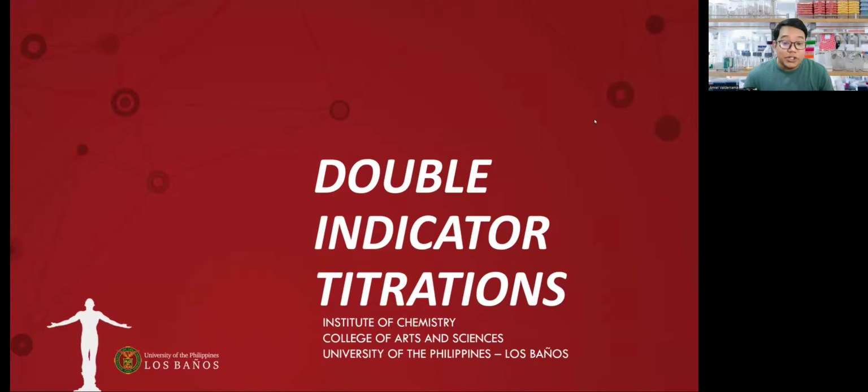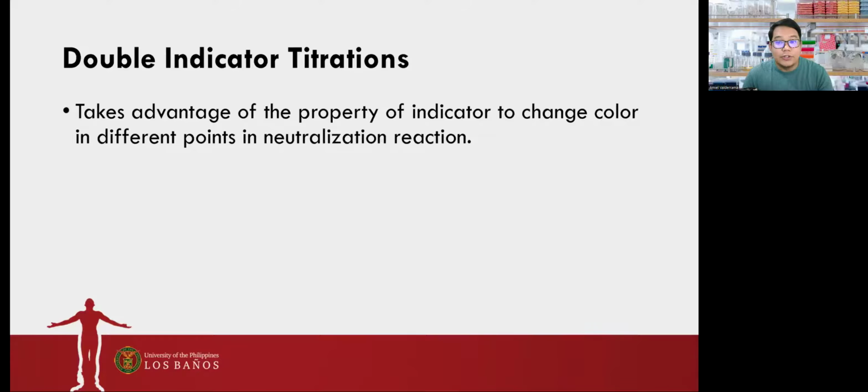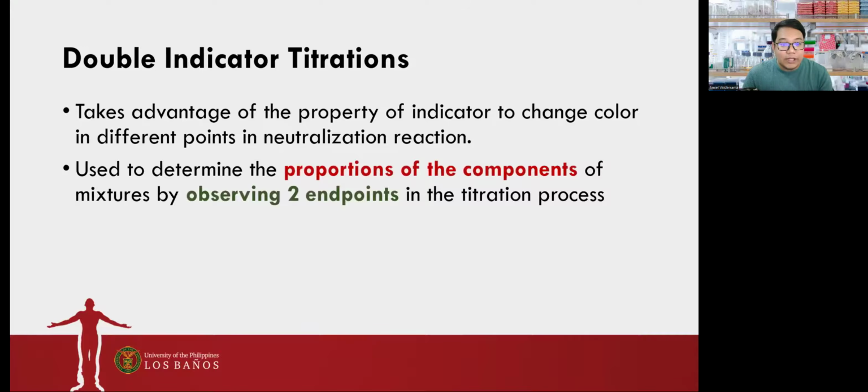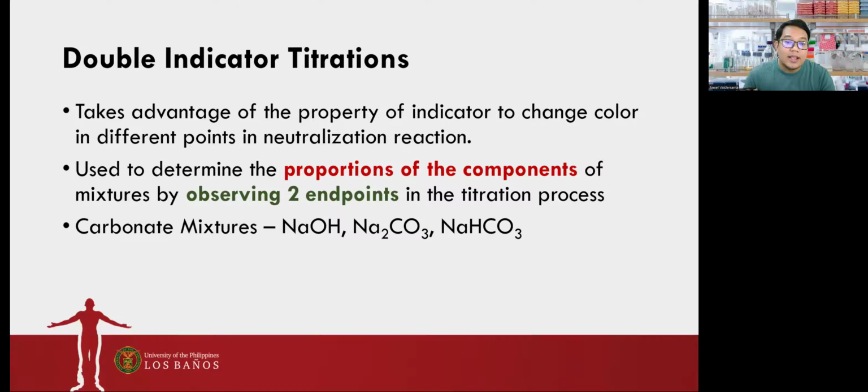This will be the discussion for Extra 4B, which is the double indicator titrations in CHEM 32.1. So sa double indicator titrations, it takes advantage of the property of indicators to change color at different points in a neutralization reaction. By double indicator, it means we have to observe two endpoints to determine the proportions of the components. In Chem 32.1, we'll focus on the carbonate mixtures. So ang carbonate mixtures natin can be in several proportions of NaOH, sodium carbonate, or sodium carbonate and sodium bicarbonate, and an individual component of this mixture. Okay?